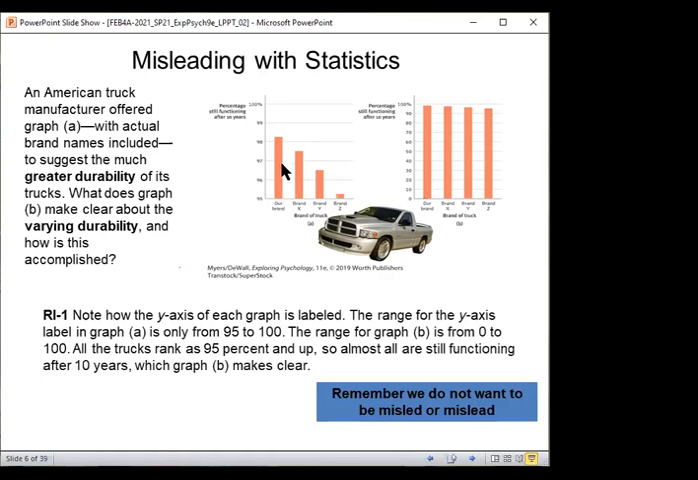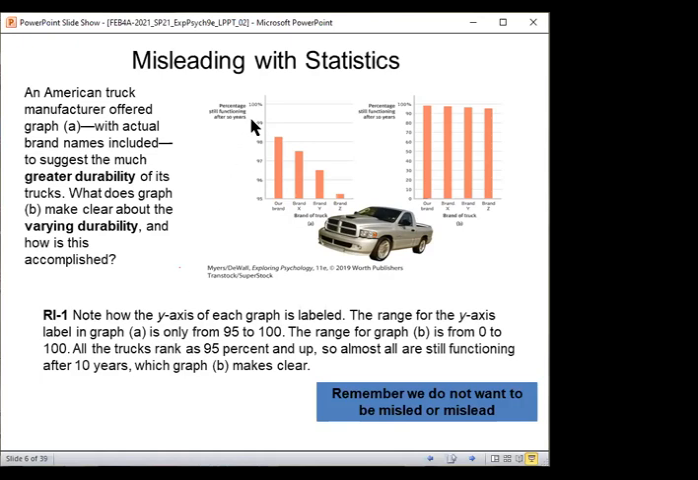Okay, so we can see here our brand X, brand Y, and brand Z. Our brand seems to be the big dog here. We seem to be in the lead when it comes to durability after 10 years. Well, what does graph B make clear about varying durability and how it is accomplished? If we look at this other graph here, we see our brand X, Y, and Z, and they don't appear to be that different at all.